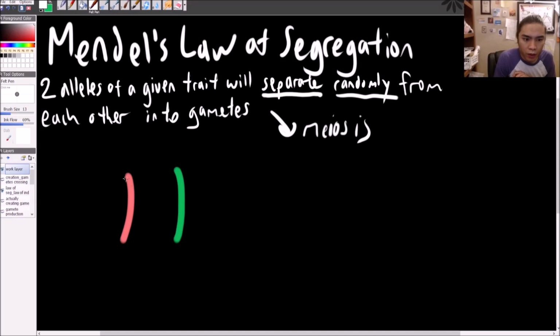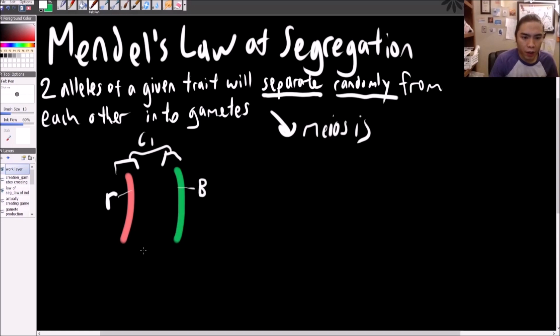So this is the starting diploid cell. Let's say that we're just looking at chromosome 1. And let's say that at this given location, that's the gene for hair color. This chromosome has the red hair allele. This chromosome has the black hair allele.